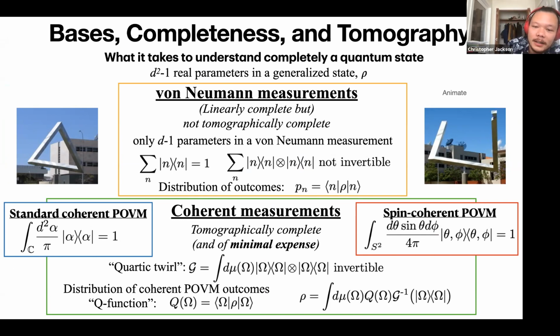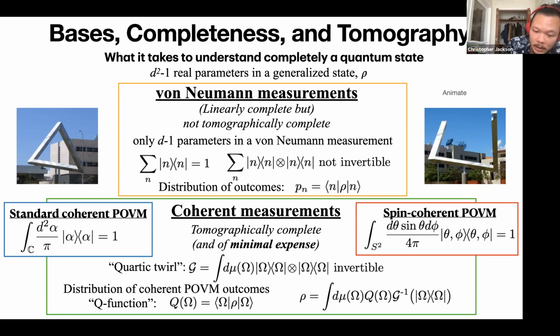The point of this slide is to just say, why should you think about coherent measurements? Well, I think about them because they're tomographically complete, and complete in a way that is of minimal expense. This is just to acknowledge that von Neumann measurements are not tomographically complete. So you have to think harder about what it means to understand completely a quantum state.